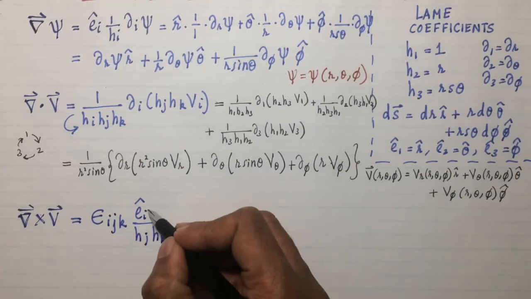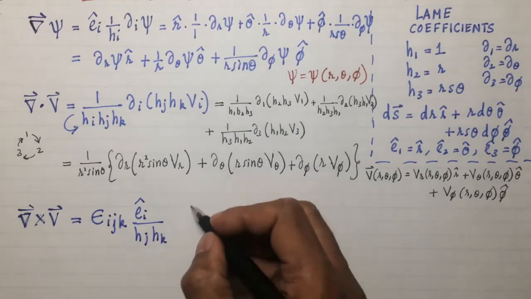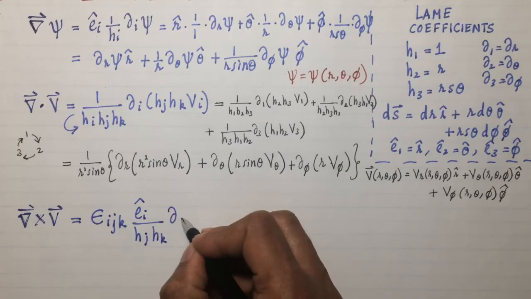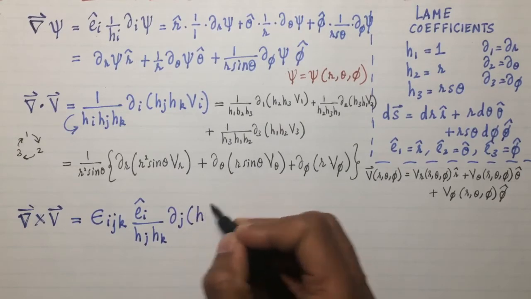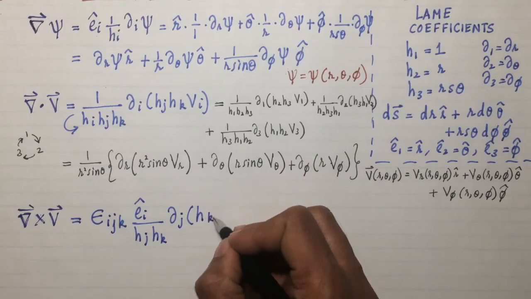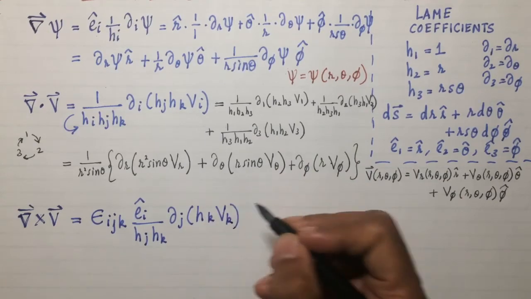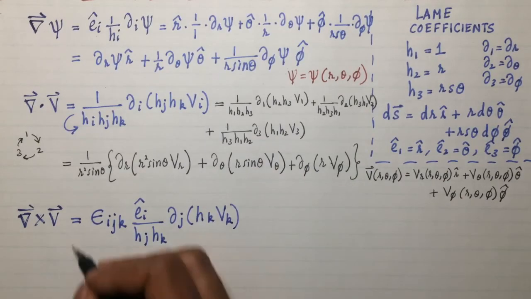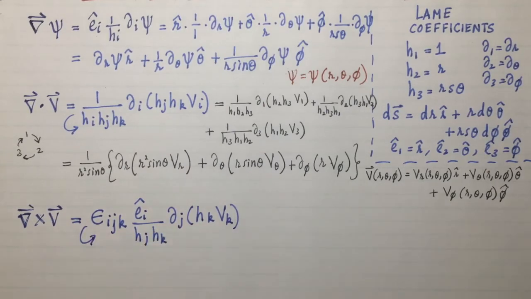So when you pick an i, you only put the remaining Lamés down there, and then del j of just the third Lamé here, v_k. And that's also a cyclic sum. Let's try to figure that out.